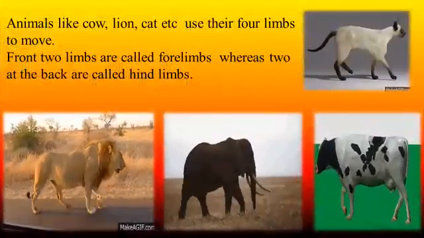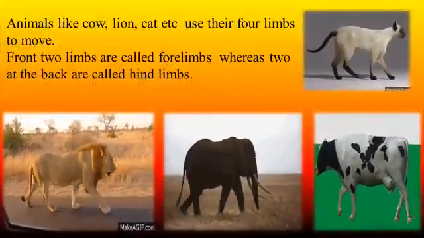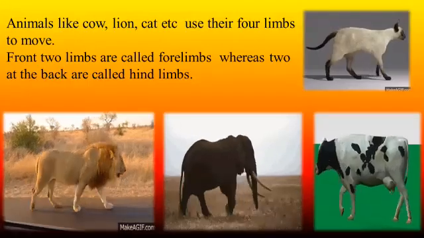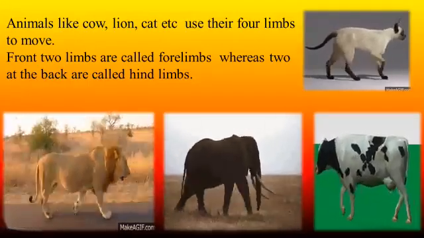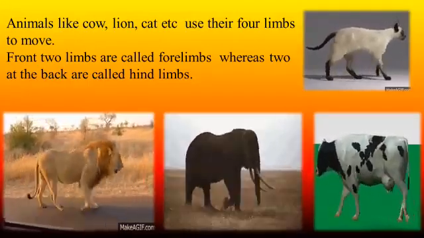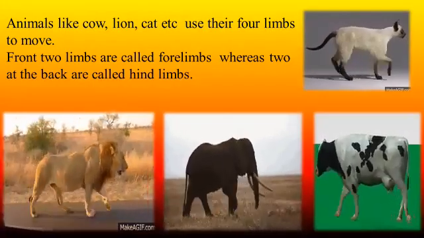Now, animals like cow, lion, cat, etc. use their forelimbs to move. Front two limbs are called forelimbs, whereas two at the back are called the hind limbs.